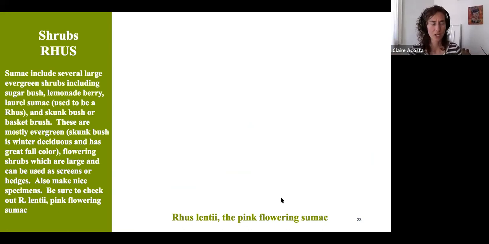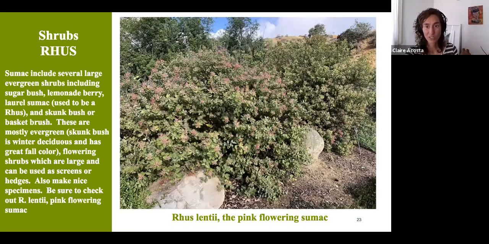Rhus. So Rhus, sumac. There are several that are in this evergreen category. A lot of the fan favorites, I suppose, are the sugar bush, which is Rhus ovata, and lemonade berry, which is Rhus integrifolia. And Rhus integrifolia is definitely considered easy. It's on your easy list.